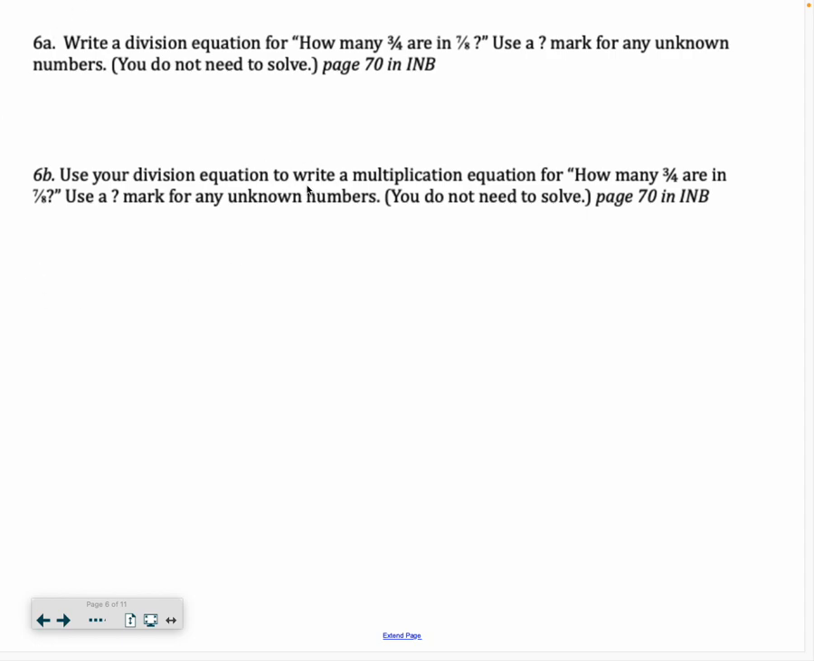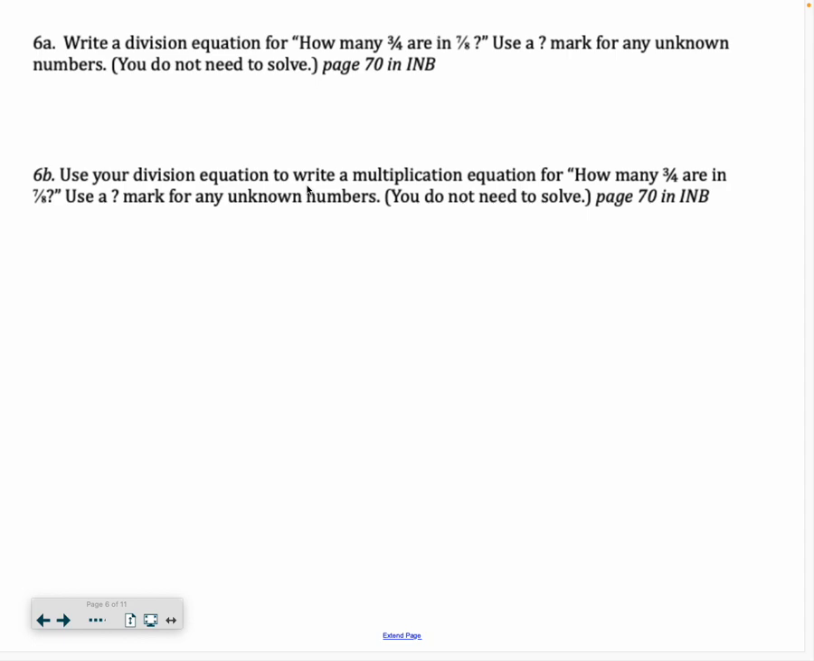All right. Number 6, write a division equation for how many 3/4 are in 7/8. Use a question mark for any unknown numbers you do not need to solve. As we've done a lot, if I just put in easy numbers to help me get set up, that can help me immensely in making sure I have the right order in my division equation, okay?